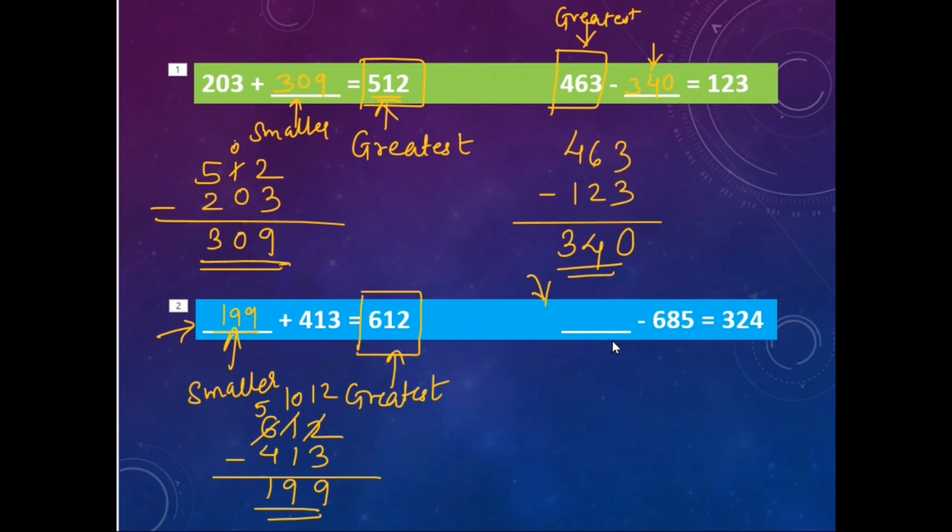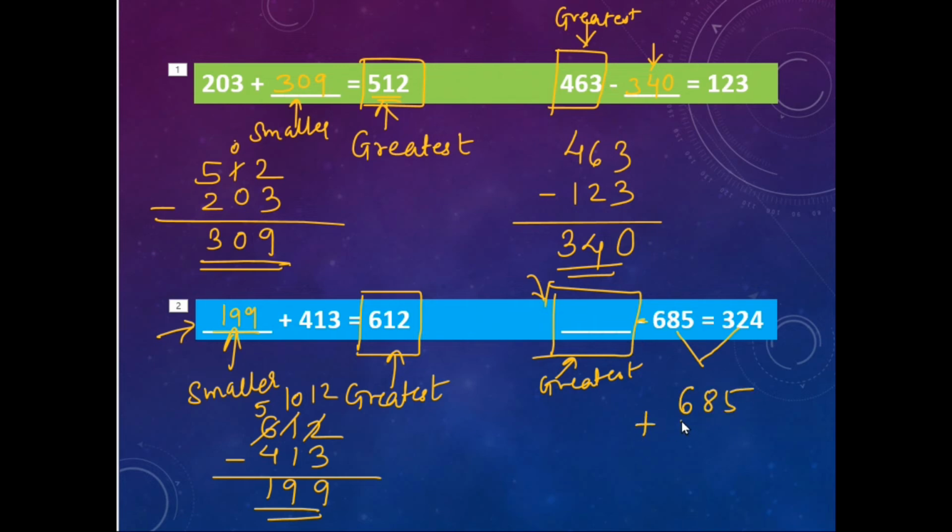Now let's take this example. Now here if you see, the first number is missing. That means because this is a subtraction statement and the first number is supposed to be the greatest number, the greatest number is missing here. So to find the greatest number, we will add these two numbers, because subtracting these two numbers will give us another smaller number, and we don't want a smaller number, we want the greatest number. So to find that, we will add these two numbers.